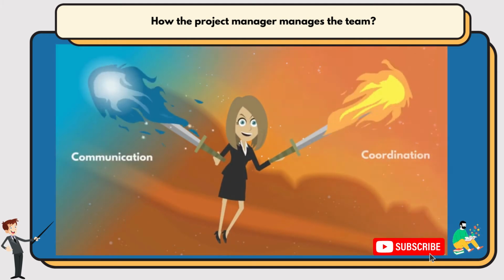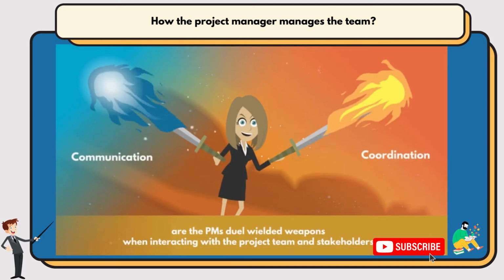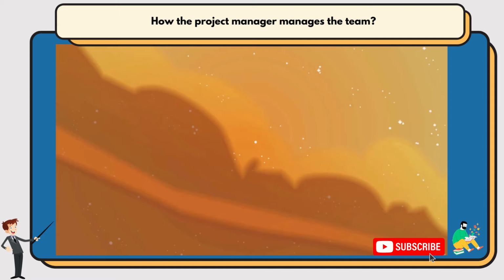Communication and coordination are the project manager's dual-wielded weapons when it comes to interacting with the project team and stakeholders. Let's go through what the project manager can do before, during, and after the execution of an activity.